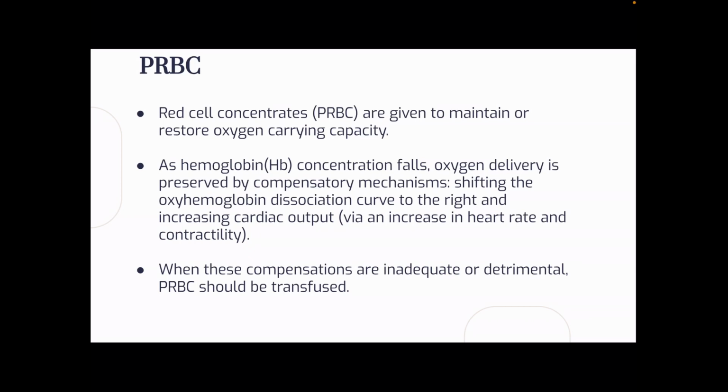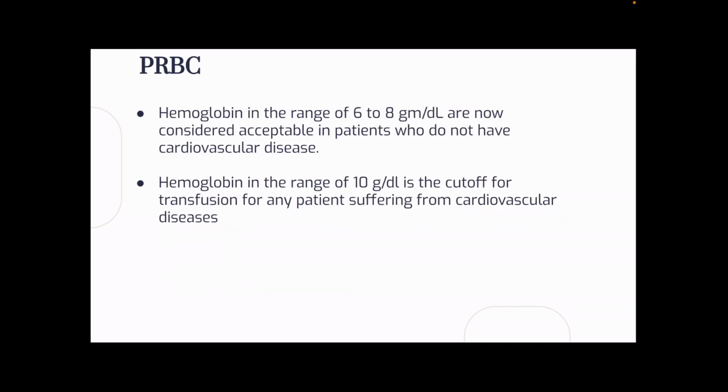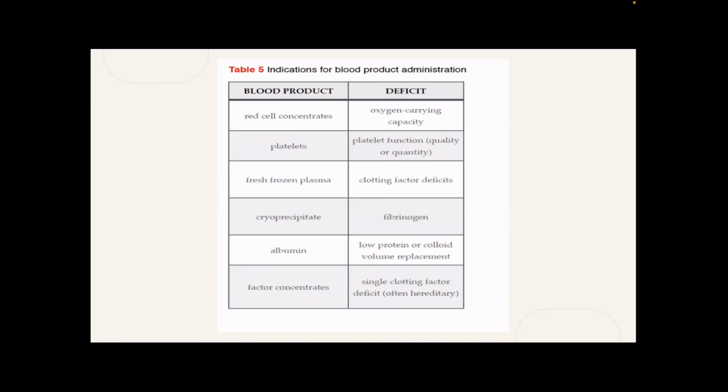When these compensations are inadequate or detrimental, we should give RBCs. Okay? And هنا يقول الهيموglobin in the range of 6 to 8 are now considered acceptable in patients who do not have cardiovascular diseases. أما الهيموglobin in the range of 10 is the cut-off for transfusion for any patient suffering from cardiovascular diseases. So زي ما قلت, if you are lacking something, give it to them. Oxygen carrying capacity, give red cell concentrate.